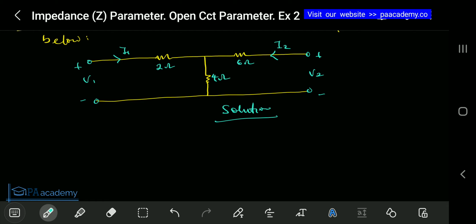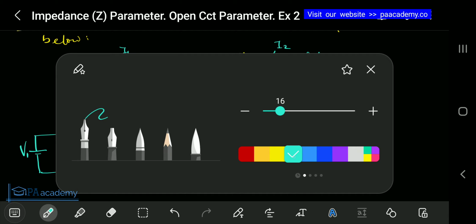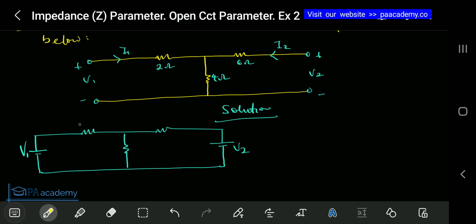So with this now, I'm going to redraw the circuit to something like this. I'll mark this positive, negative, and this will be my V2. I'll mark this also positive, negative, and this will be my V1. So here we have 2 ohms, 6 ohms, and then 4 ohms.